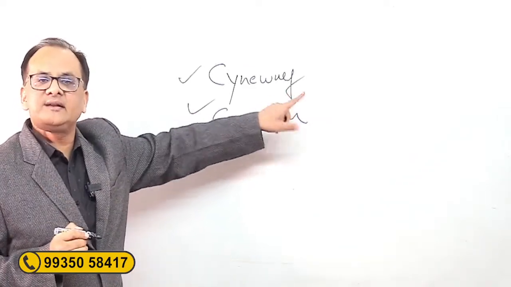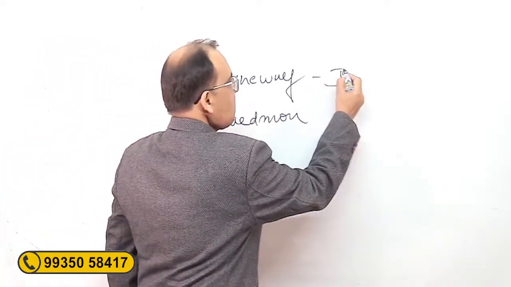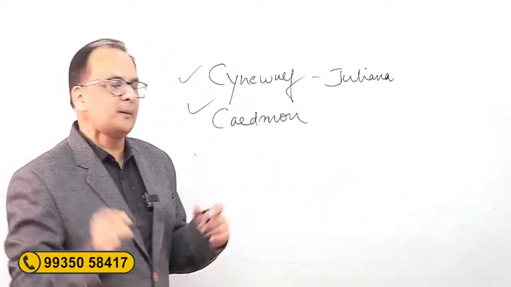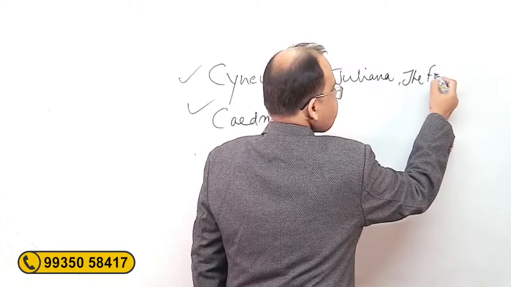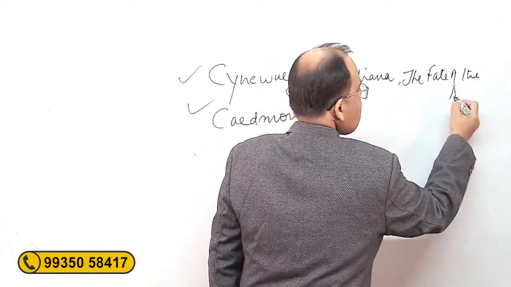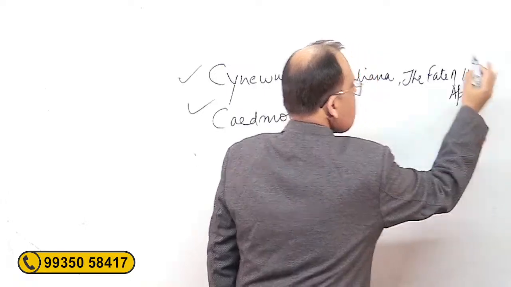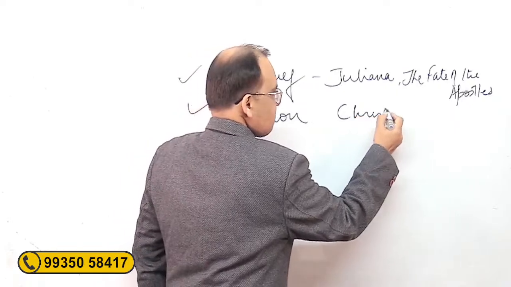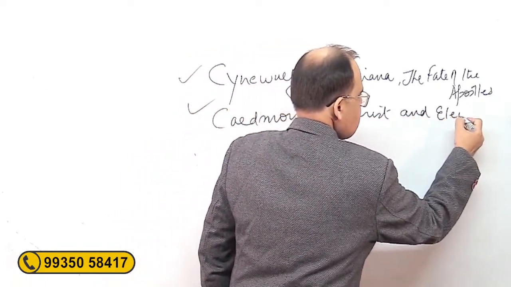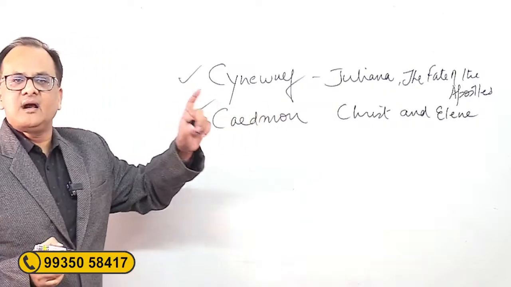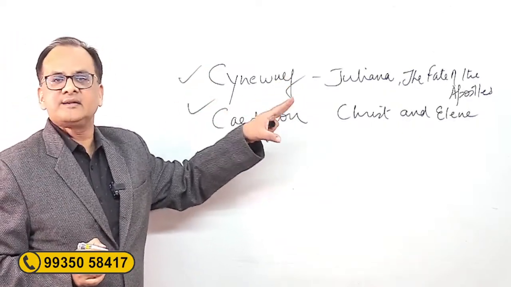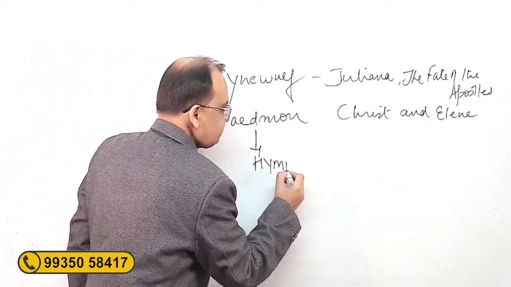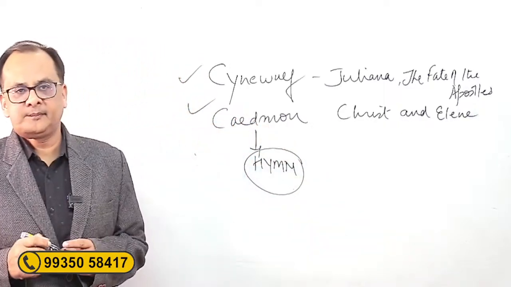Now, Cynewulf wrote religious poems, and the four poems Juliana, The Fates of the Apostles, Christ, and Helene are always credited to Cynewulf. And Caedmon is famous for his Hymn.